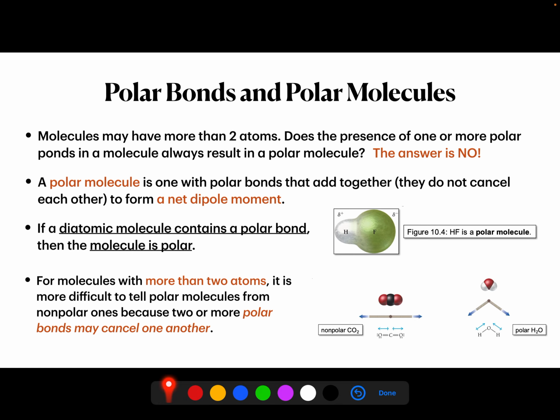Now let's look at things that have three atoms in them, some simple ones. We'll look at carbon dioxide here and water here. When we're looking at a molecule that has more than just two atoms, we're again going to need to look at the geometry of the molecule. It says that for molecules with more than two atoms, it's more difficult to tell a polar molecule from a non-polar molecule because two or more polar bonds may cancel each other out. All right, well, let's go look at what that's going to mean.